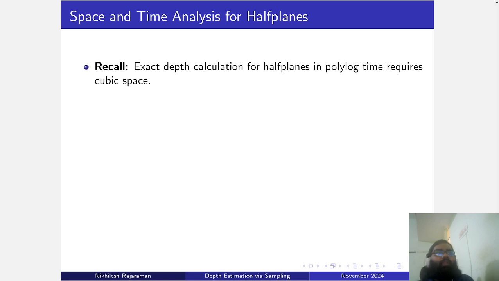So we saw in the last video that the exact depth calculation problem, or range counting problem, is hard when our ranges are half planes. In particular, if we want to solve the range counting problem exactly in polylog time, then we need order n cubed space. On the flip side, if we have linear space, then the best we can do is order n to the power 2 by 3 query time for range counting. And this was the reason we started looking at the approximate range counting problem and depth estimation problem in the first place. So let's see if the algorithm we've come up with is actually an improvement over this lower bound for exact depth calculation.